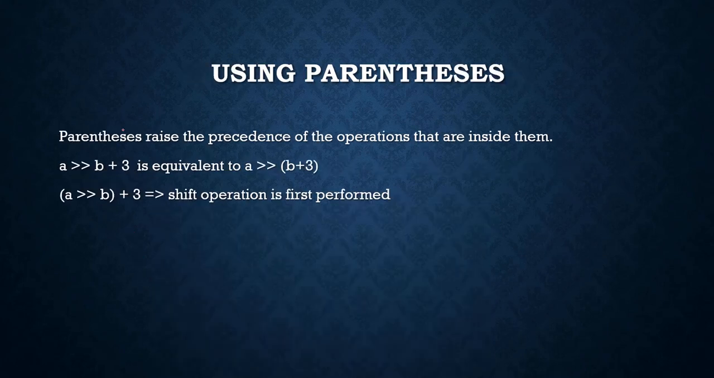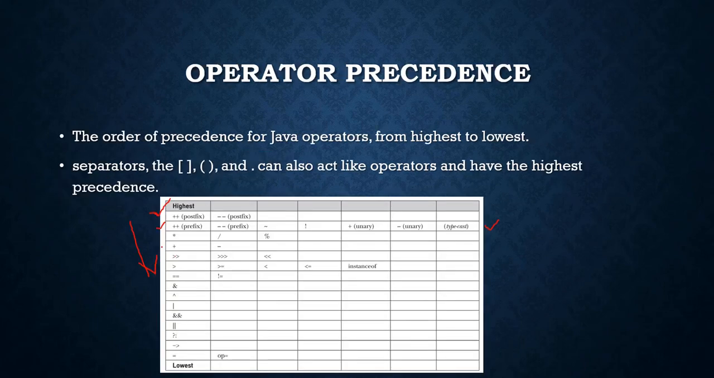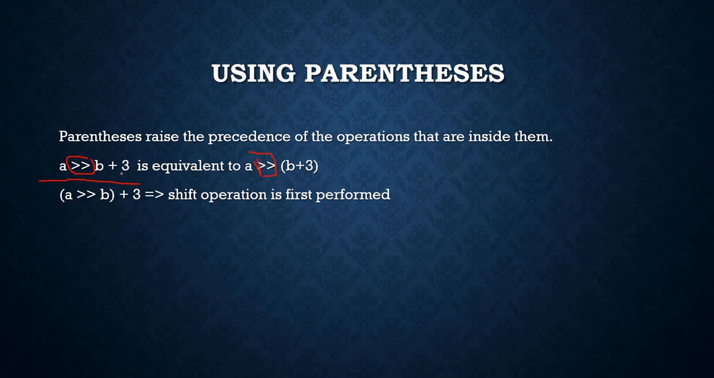So how is the precedence increased? By using parentheses. Parentheses raise the precedence of the operations that are inside them. For example, I have an expression A >> B + 3, which is equivalent to A >> (B + 3). This is because the plus operator has higher precedence than the right shift operator. Hence, the value 3 is first added to B and the right shift operation is then performed.